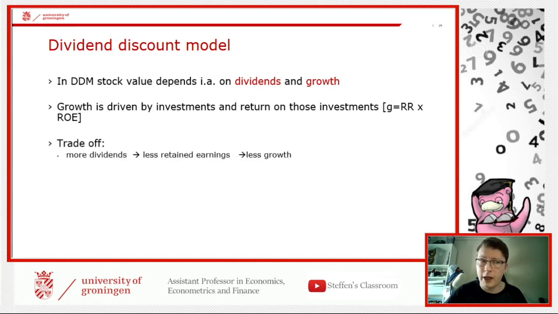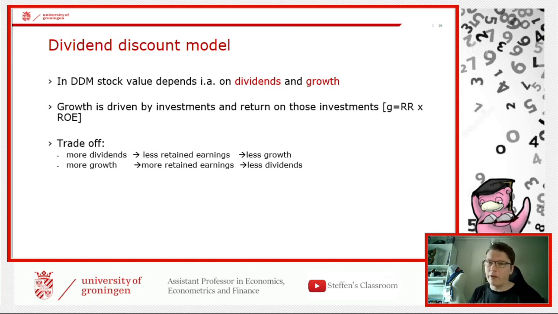So there's a trade-off here, right? Because if you pay out more dividends to your owners, you have less money to reinvest in your firm, which of course, everything else held equal, means that the firm will grow less, because there's less capital to grow the firm. On the other hand, if you have more growth, that means you also have more retained earnings, but it also means you have less dividends. So there's a trade-off here, right? Of course, this is assuming that the stock price would benefit from more growth, right? So you either get high dividends or higher growth. There's a trade-off here, right?